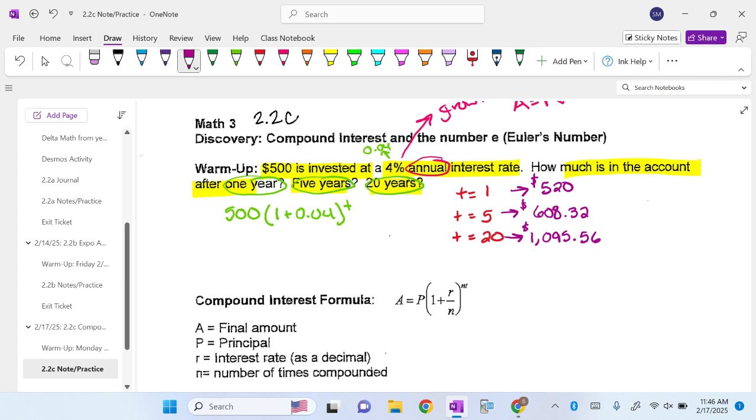So that's how much money we would have in our account after that many years. That's not how much money we gain. That's how much money is actually in our account. If we want to know how much money we made in interest, we just take the amount of money we have and subtract 500 from it. That's how much we made in interest.